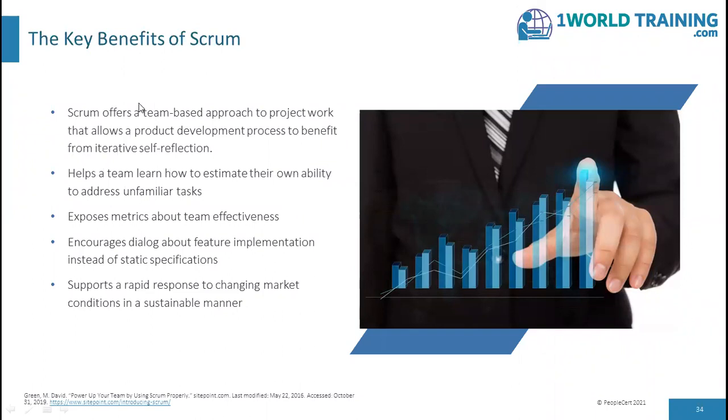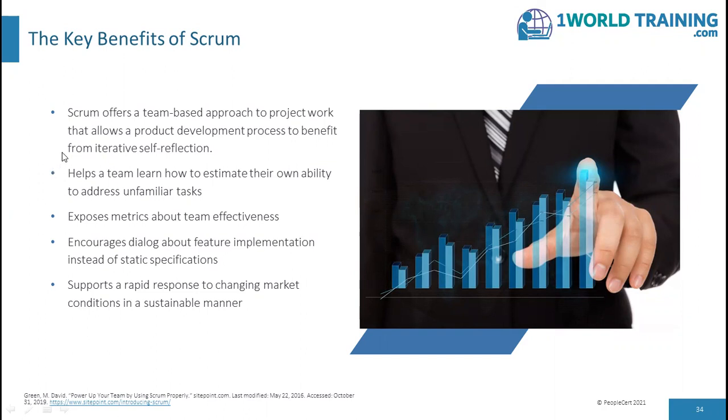We now take a look at the key benefits of Scrum. This is taken from David Green's article, Power Up Your Team by Using Scrum Properly, at sitepoint.com. Scrum offers a team-based approach to project work that allows a product development process to benefit from iterative self-reflection. It helps the team to estimate their own ability to address unfamiliar tasks. It exposes metrics about the team's effectiveness. It encourages dialogue about feature implementation instead of static specifications. It supports a rapid response to changing market conditions in a sustainable manner.